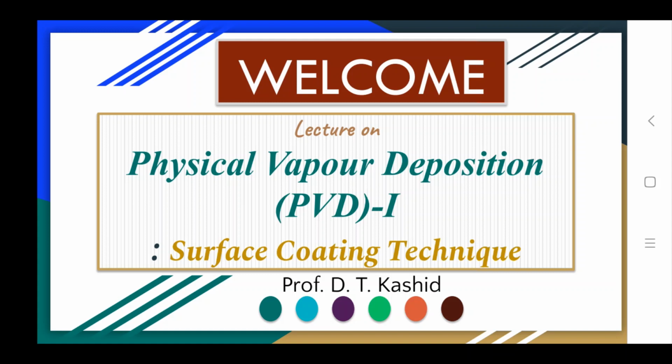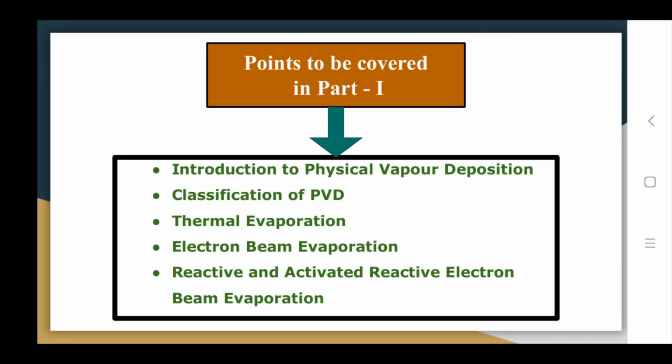I have divided this topic into two parts. In part 1 we are going to cover the following points: introduction to PVD, then the classification of physical vapor deposition. In that, again, thermal evaporation, electron beam evaporation, and reactive and activated reactive electron beam evaporation. The remaining parts we are going to cover in the second lecture. Okay, so let us begin.